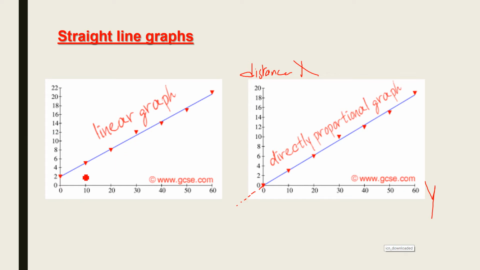So this graph is directly proportional. When you have only a straight line that passes through most of the points you have, the graph is called linear. But when the line passes through most of the dots and also passes through zero, through the origin of the graph, we call it the directly proportional graph. Also, we will see it later in Paper 6 questions.